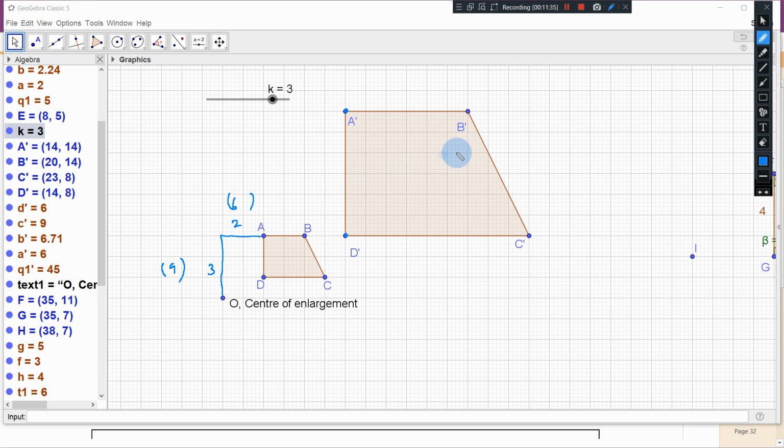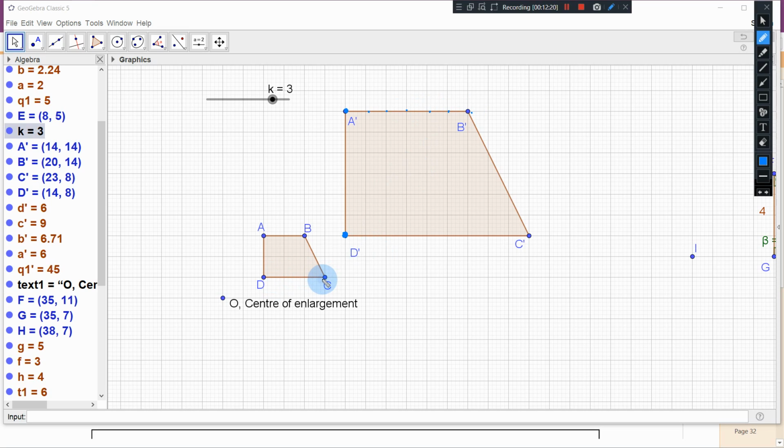If you don't want to do it this way, we have another faster method. Once we determine the image of one vertex, let's say just now we got this image, D prime. From here, going up is 2. Because the scale factor is 3, it becomes 3 times, 2 times 3, it will become 6. 1, 2, 3, 4, 5, 6. And from here to here is 2, and you have to times 3 because the scale factor is 3, it becomes 6. 1, 2, 3, 4, 5, 6.